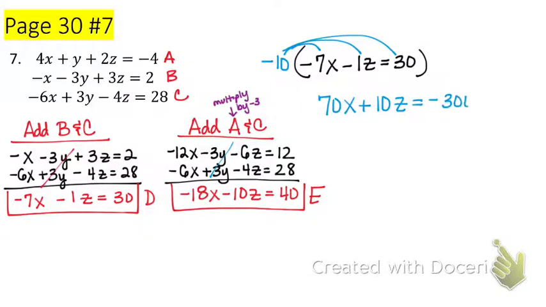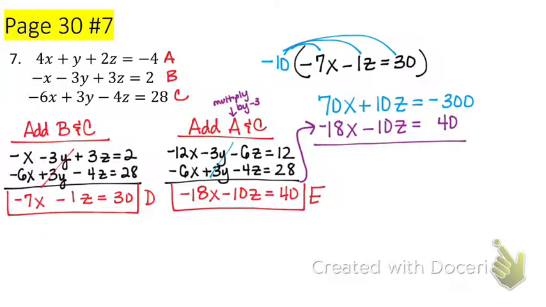So now we have that equation, and now we can add that to equation E. So I'm going to write this equation E. I'm going to bring that up. And now we can add these together and solve it for x. So let's go ahead and bring this up. So go ahead and solve that for x. So that's 70 minus 18.